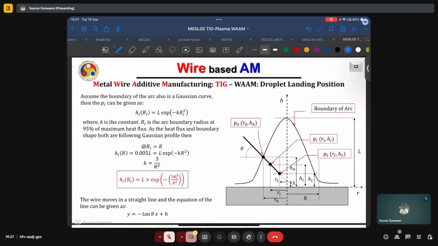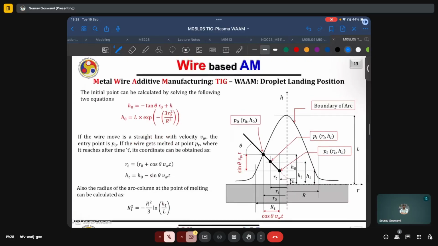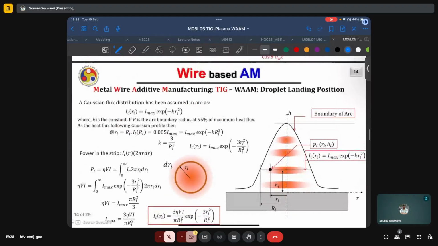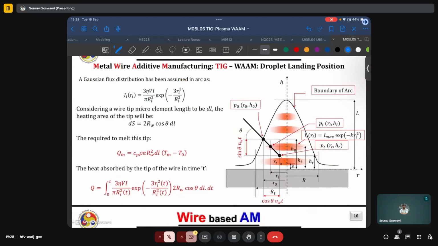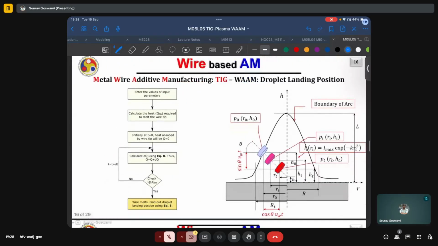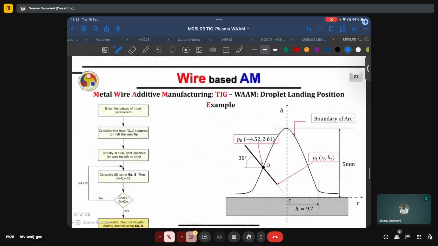And these expressions that we see here, we are already familiar with because we dealt with them during our study of laser in liquid-based AM processes. Since the distribution is assumed to be similar, Gaussian, the treatment is also similar, and so we can find the position of the molten bead depending on the amount of energy that is absorbed from the source. The heat absorbed by the tip can also be found, and thus it can be modeled. An example has also been worked out using this model.